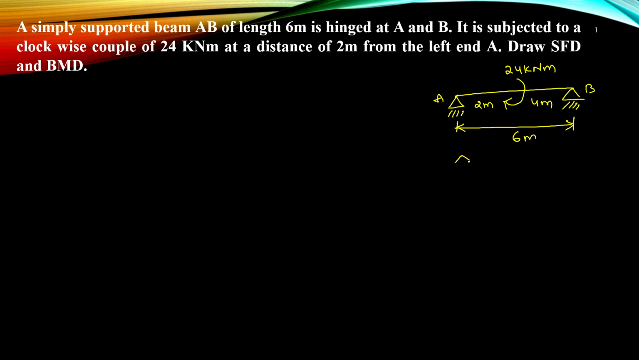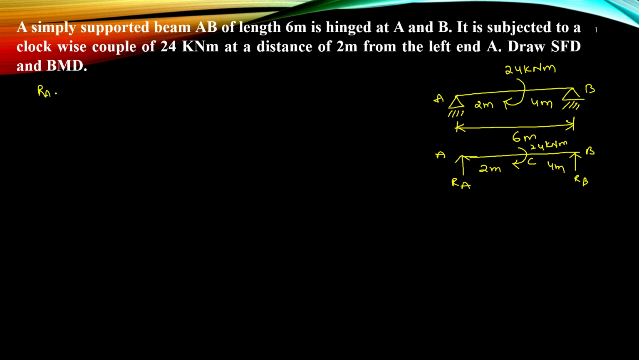So we will just simplify this like this, for our easy understanding. So this is RA, this is RB, and we are having a clockwise moment of 24 kilonewton meter. Where it is acting, let me take it as C. So this distance is 2 meters and this distance is 4 meters. Okay, now we will start calculating the reactions first.